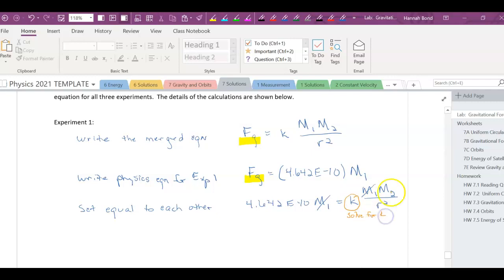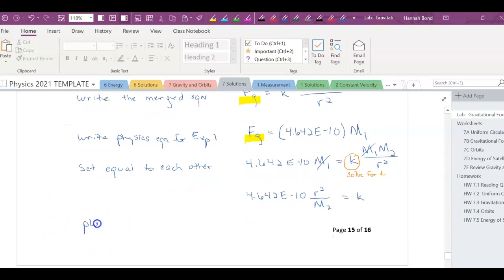And so all of these things that are multiplied by K, I'm going to move to the other side. Okay, so that means that 4.642 times 10 to the negative 10th times r squared and divided by mass 2 is going to equal K, right? Then I'm going to plug in the values that were held constant in experiment 1.